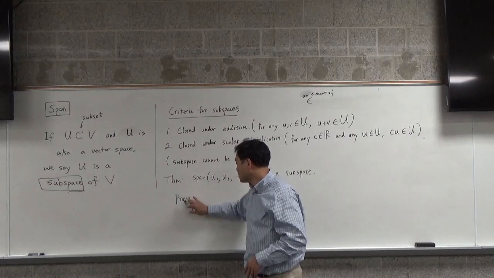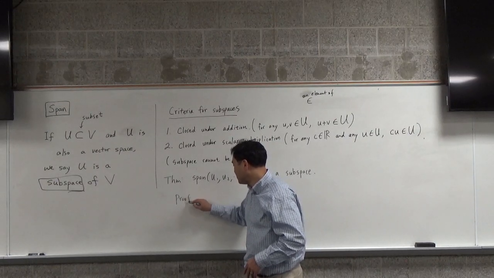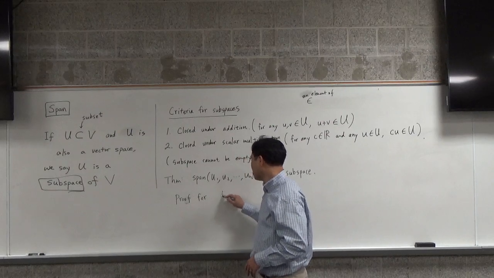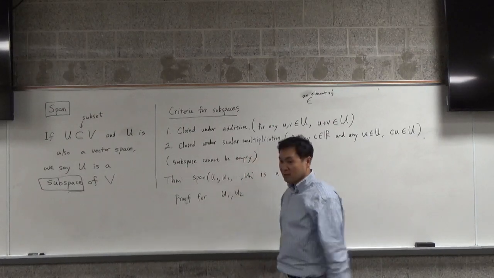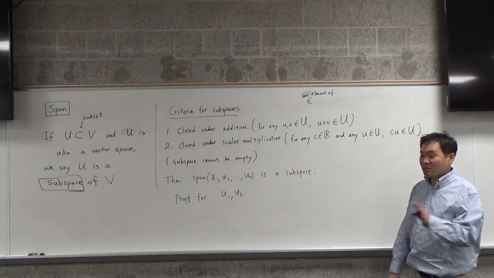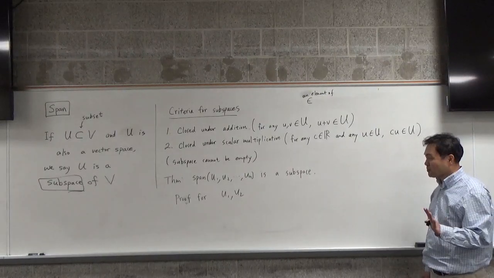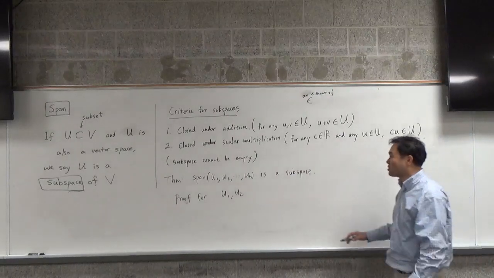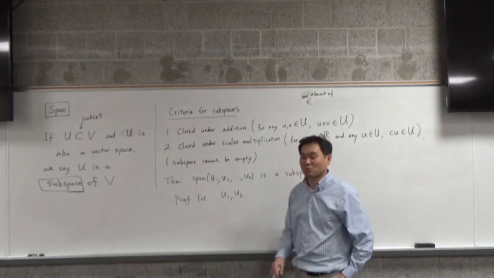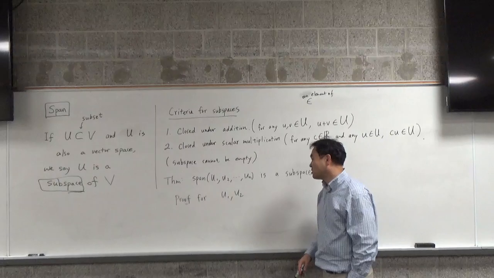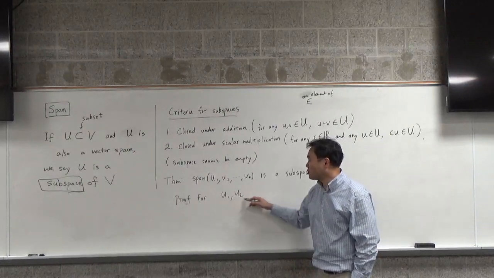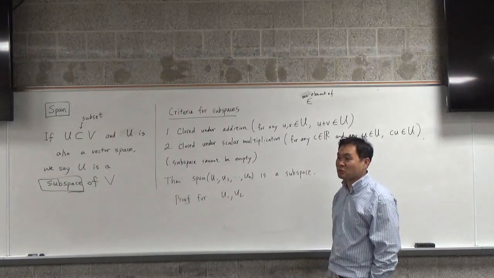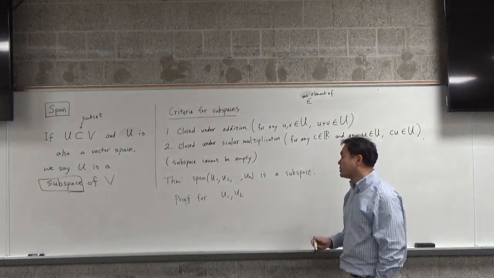Proof for just U1, U2. Okay. Because the general proof will be the same thing, but with n and all this, it's just too complicated. If I can prove it for U1, U2, then the same proof should hold for everything. All right.